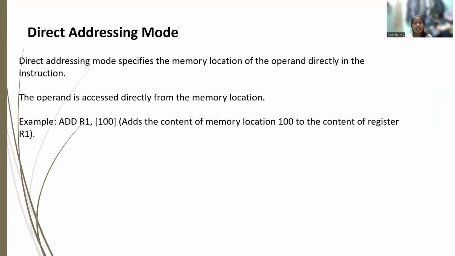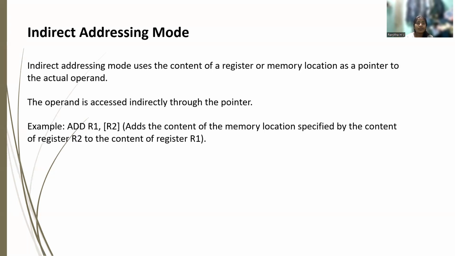Direct addressing mode. The direct addressing mode specifies the memory location of the operand directly in the instruction. The operand is accessed directly from the memory location. Example, ADD R1, 100 adds the content of memory location 100 to the content of register R1.